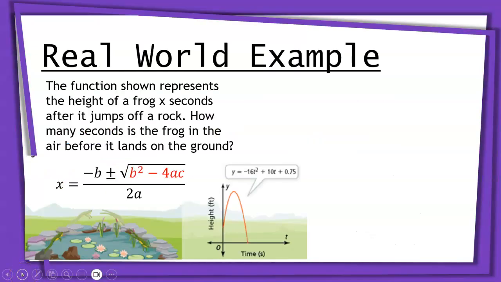The last thing to cover quick is real-world examples. Now, we already talked about real-world examples, and that's just looking at that x-intercept. So when will something hit the ground? So you're looking at your x-intercepts, so it's really just using the quadratic formula and then making sure you're doing positive answers only. So here we have a frog jumping off the rock.